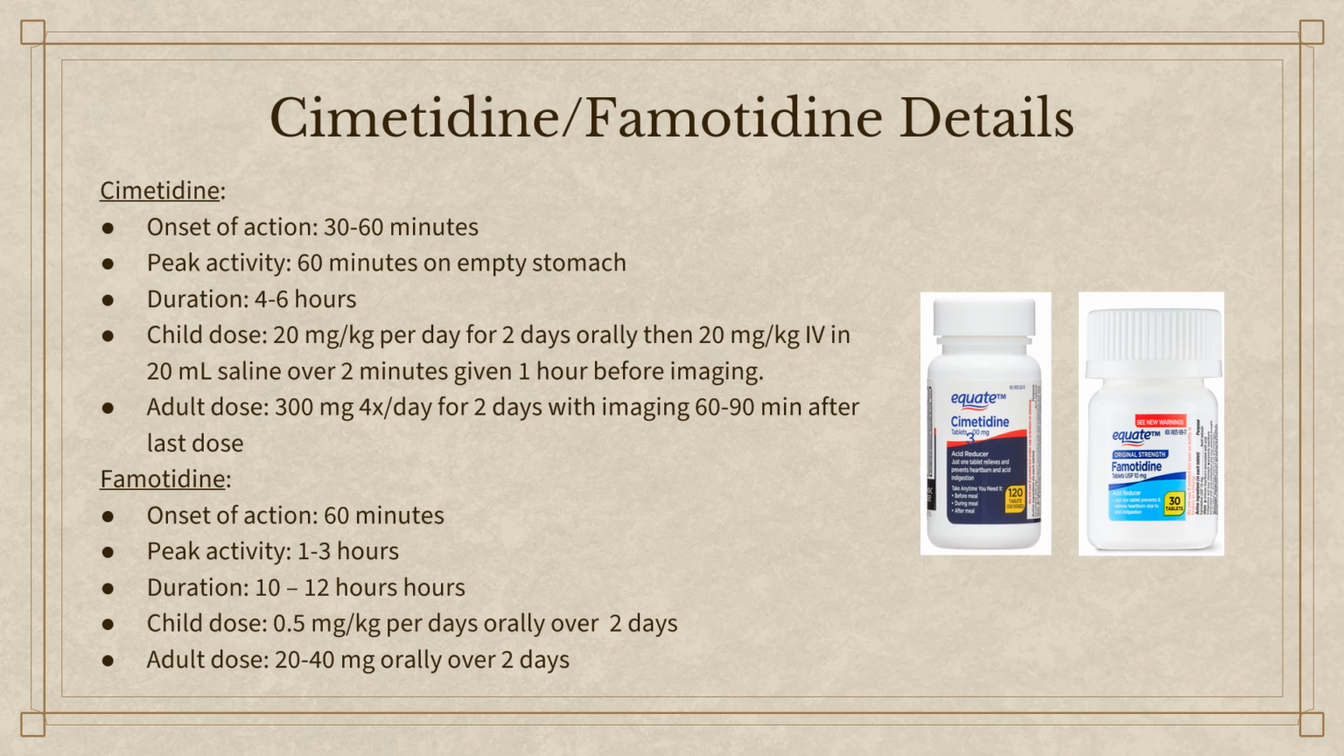For children, the cimetidine dose is 20 milligrams per kilogram per day by mouth for 2 days prior to the scan. Then, on the day of scanning, 1 hour before imaging, 20 milligrams per kilogram is given IV and 20 mLs of saline over 2 minutes. For adults, 30 milligrams by mouth 4 times per day for 2 days is given, with imaging performed within 60 to 90 minutes of the last dose. For famotidine, 0.5 milligrams per kilogram per day is given orally for 2 days for children, and 20 to 40 milligrams is given orally for adults.